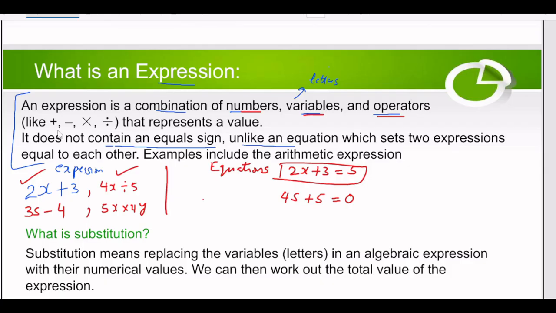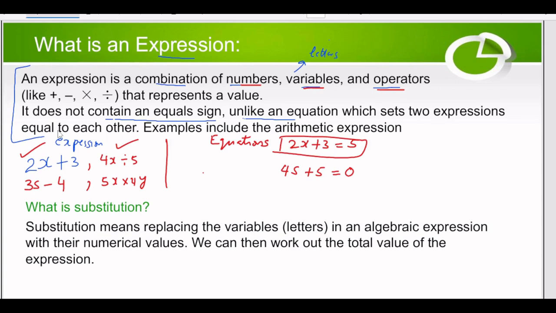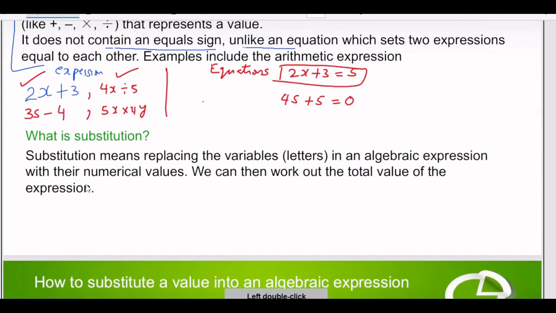Now the topic is substitution into expression. So what is substitution? Substitution means replacing the variables in an algebraic expression with a numerical value, so we can then work out the value. Now you know that this is called an algebraic expression, as I explained.